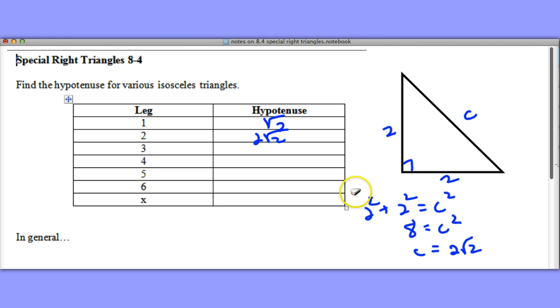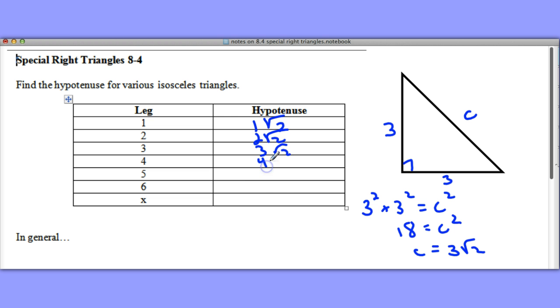Let's see what happens if we do this again, but with the leg being 3. So our legs are 3 and 3, so we're going to have 3 squared plus 3 squared equals c squared. That would be 9 and 9, that would be 18. And the square root of 18, we pull out the 9, we'd have 3 root 2. So when the leg is 1, the hypotenuse is 1 root 2. When the leg is 2, the hypotenuse is 2 root 2. And then we have 3 root 2.